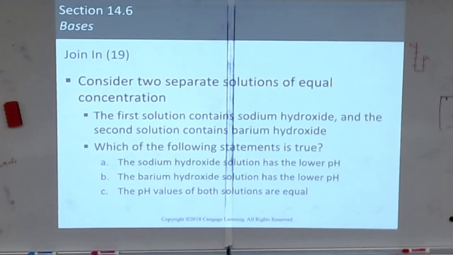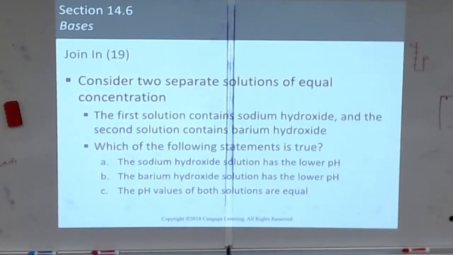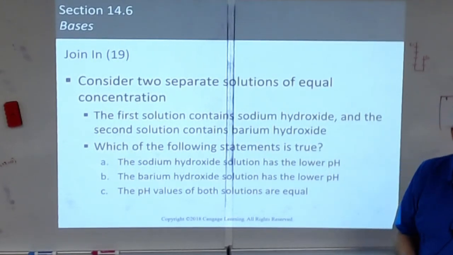The first solution contains sodium hydroxide. They have equal concentrations. And the second contains barium hydroxide. Which one has a lower pH, or are they equal since they have equal concentrations? All right, draw it out. It says A or B, or C.